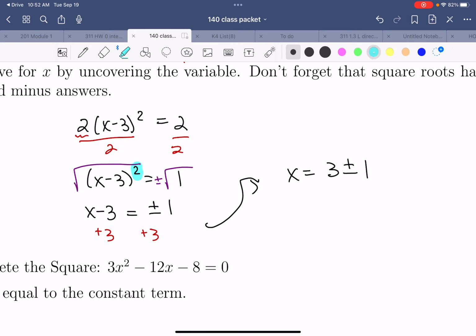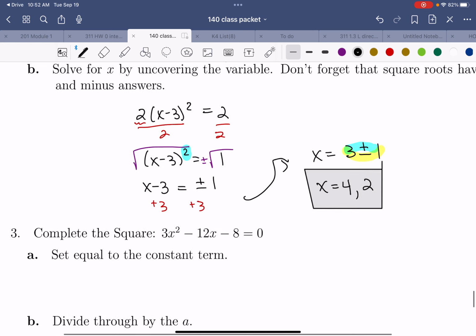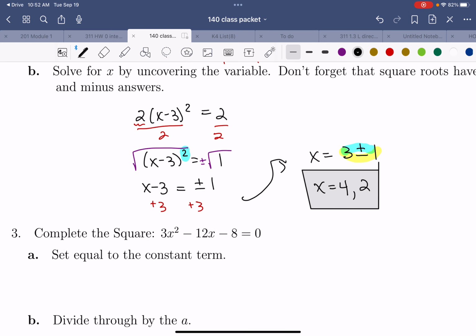Well, if I read the top, 3 plus 1, that gives me x = 4. And if I read the bottom, 3 minus 1, that gives me 2. And so those are my two answers. Typically, if we're going to have answers, we get 2 of them for a quadratic because it's squared. We get 4 and 2.